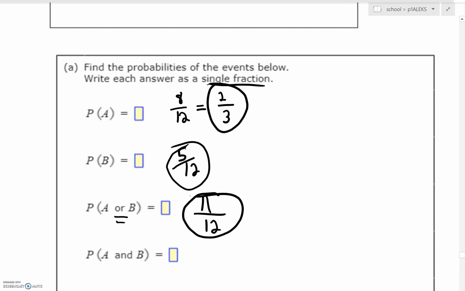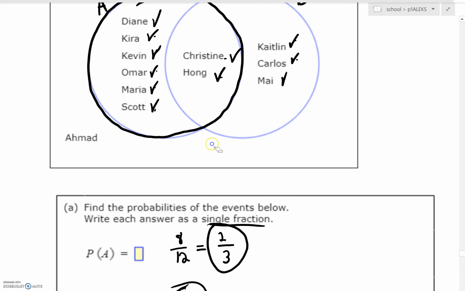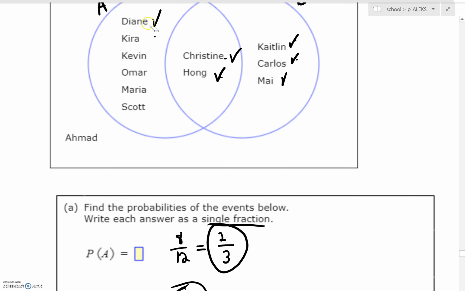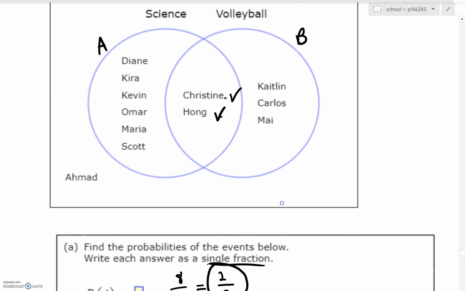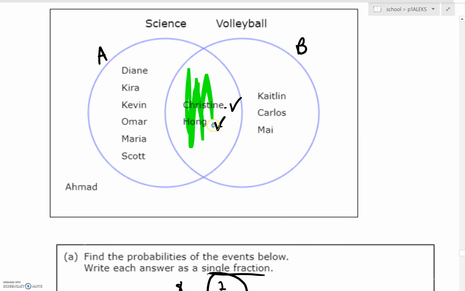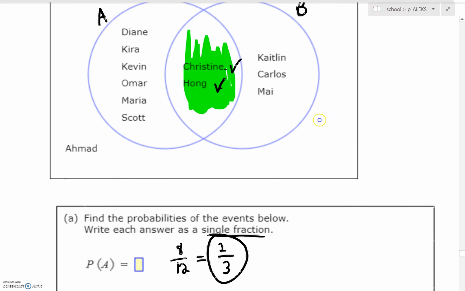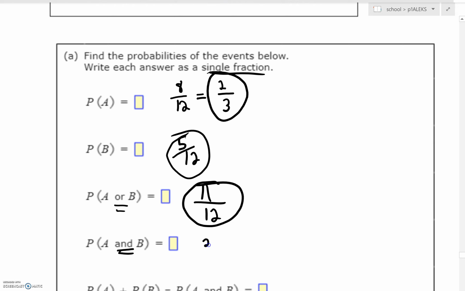Now, when you get to and, however, the and is always the overlap. And guys, the overlap, you have to be in both clubs. And that overlap is right here. You can see there are only 2 kids who fit into both clubs. So that's going to be a 2 out of 12. Now 2 out of 12 will reduce to 1 over 6.